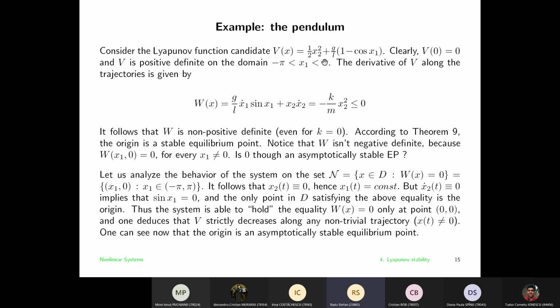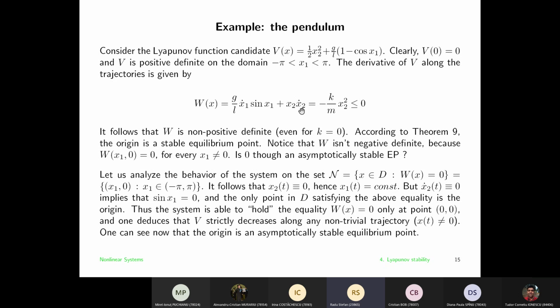The derivative of V with respect to x2, this is a term which contains only x2. So it will be 2 multiplied by 1 over 2 x2. So obviously it will be x2. And if we calculate things here, we will end up with this expression. Why? It's easy. x1 dot is x2. So we obtain here g over L x2 sine x1.